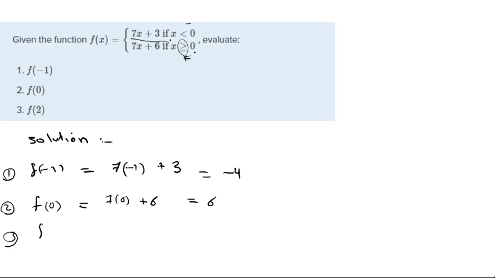And f of 2 is greater than 0, so it follows the second formula here. It's 7 multiplied by 2 plus 6. It's 14 plus 6 equals 20.